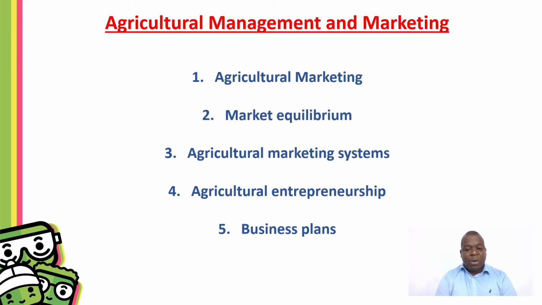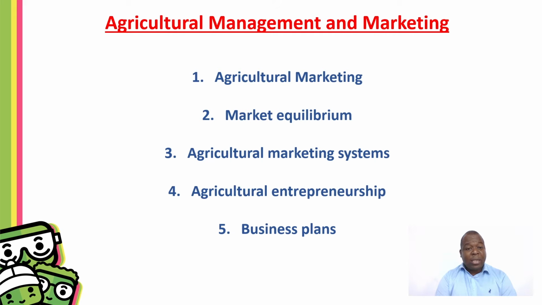And then the fourth topic under agricultural management and marketing is agricultural entrepreneurship. What do we mean when we talk about entrepreneurship? What are the characteristics or qualities that make one an entrepreneur? You're supposed to know all these and make sure that you can also give examples where you're asked.